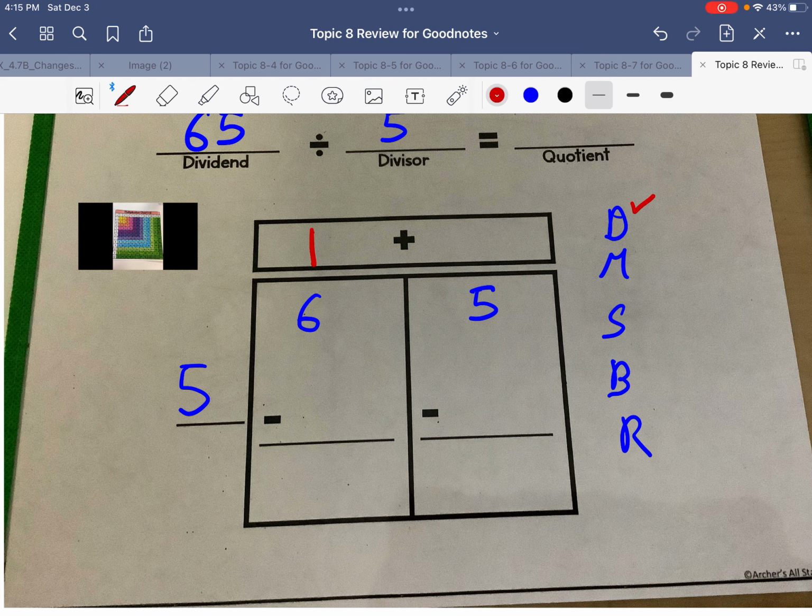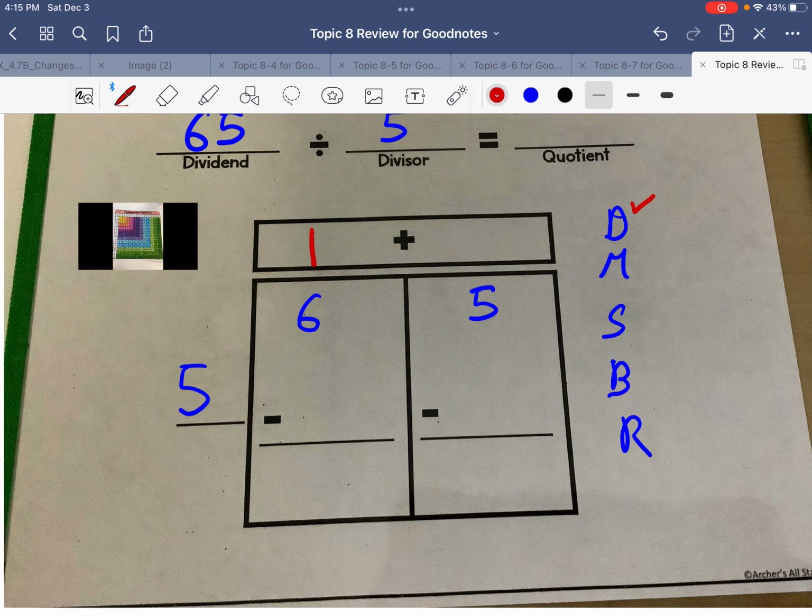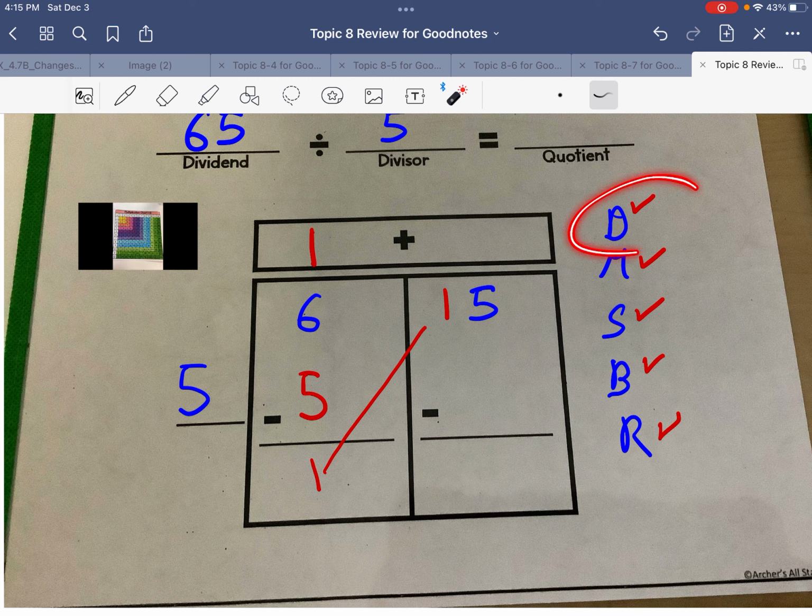I divided. My next step is to multiply. I multiply the side with the very top. So 5 times 1 is 5. Now I subtract. 6 minus 5 is 1. Now I bring up. I get 15. And now I repeat, start over. So I go all the way back to divide. Again, I ask myself, how many times can 5 go into 15?